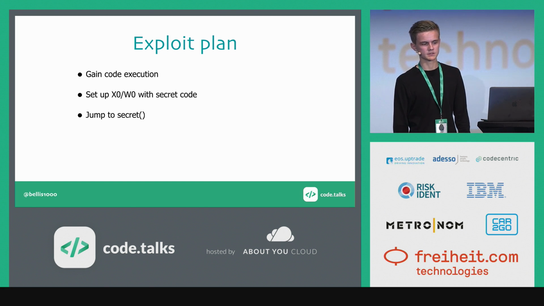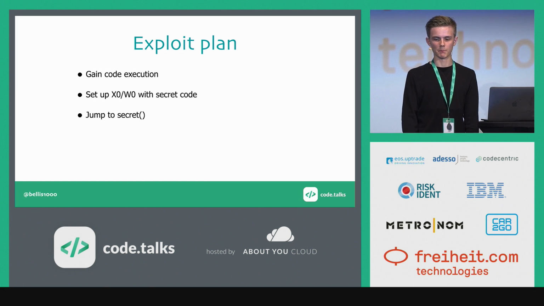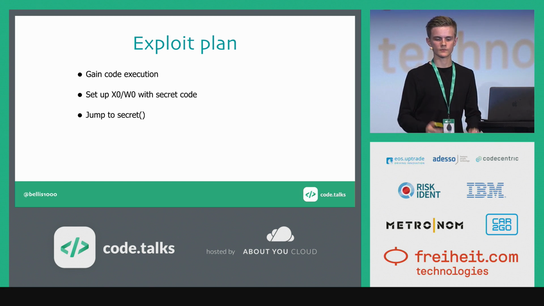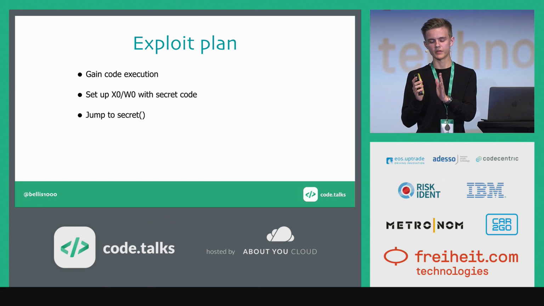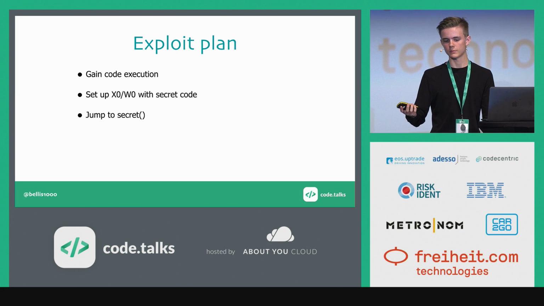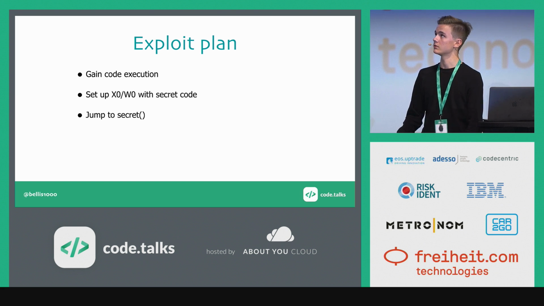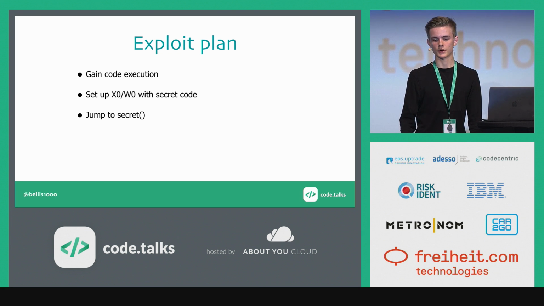So the plan is going to be as follows. We're going to gain code execution with the bug that we already know how to trigger, which is just by reading in a very large file. Then we can override the function pointer with some crafted data that's going to point somewhere. Then what we want to do is use return-oriented programming to prepare X0 or W0 to hold the secret code.